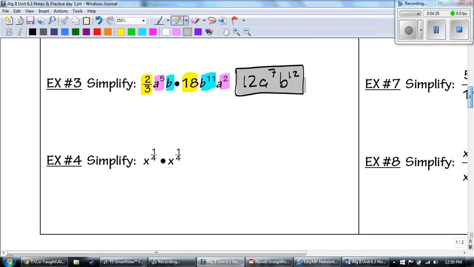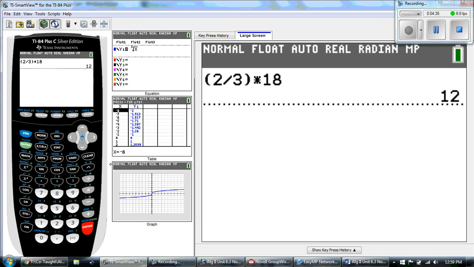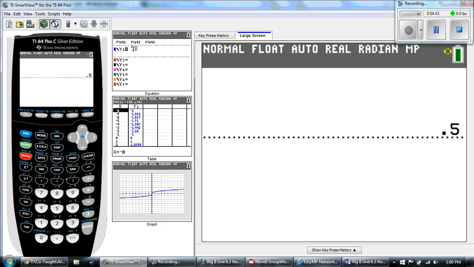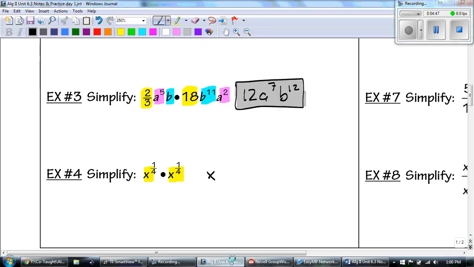Okay? And then even when we're doing the fractions, it's the same rule. We add the exponents. So if I have 1/4 plus 1/4, I get 0.5, and if you don't know how to change that to a fraction, it's just math, enter, enter, and we get 1/2.